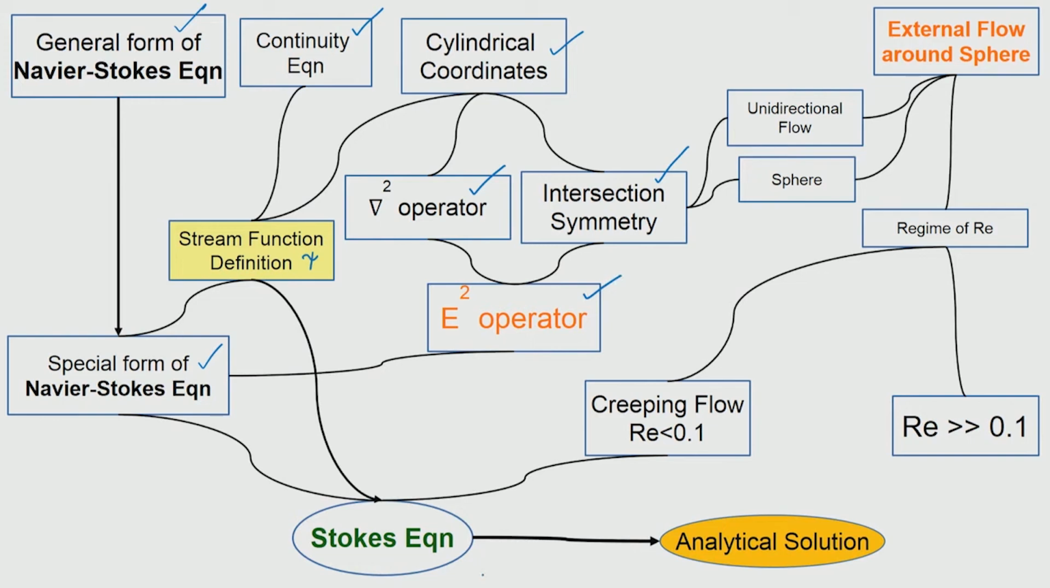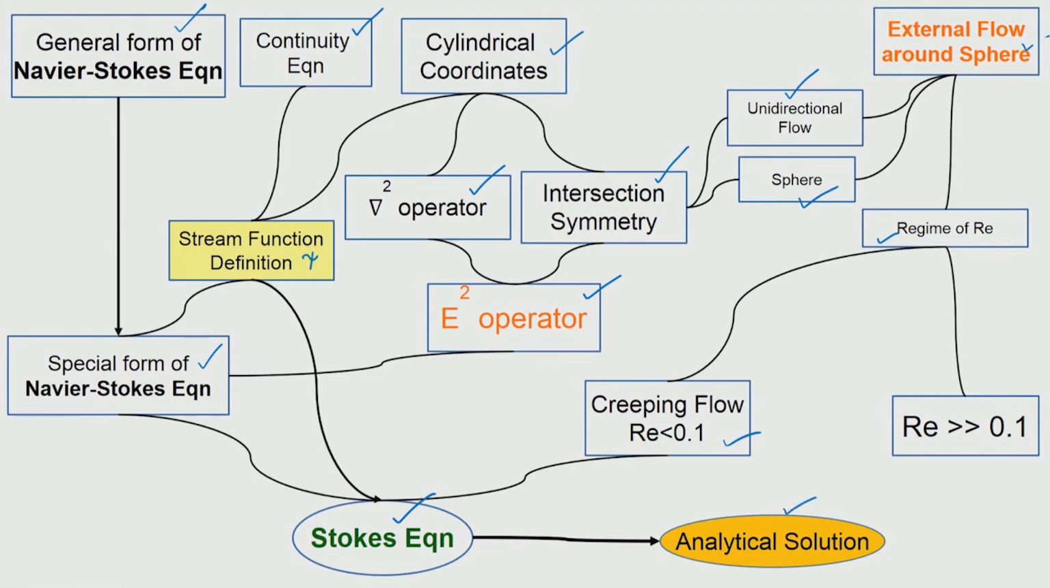And we see that this problem is actually for an external flow around a sphere, and we make the velocity unidirectional and the domain to be around a sphere, and the regime to be applicable for creeping flow, and then we put all these things together to arrive at the governing equation, which is called the Stokes equation, and then we seek the analytical solution. So, this is how we go about.